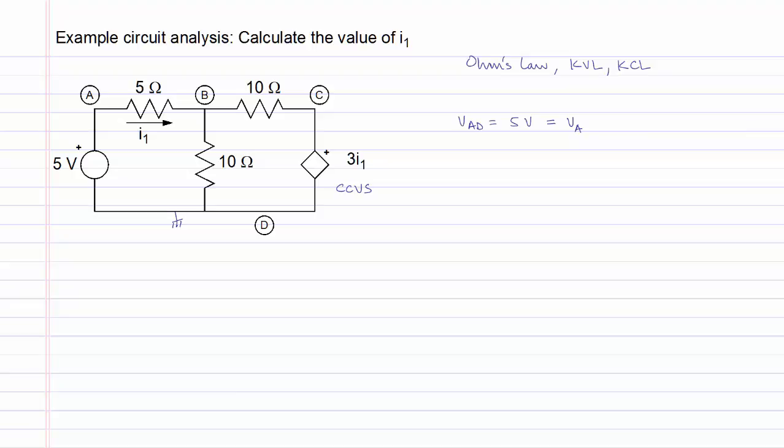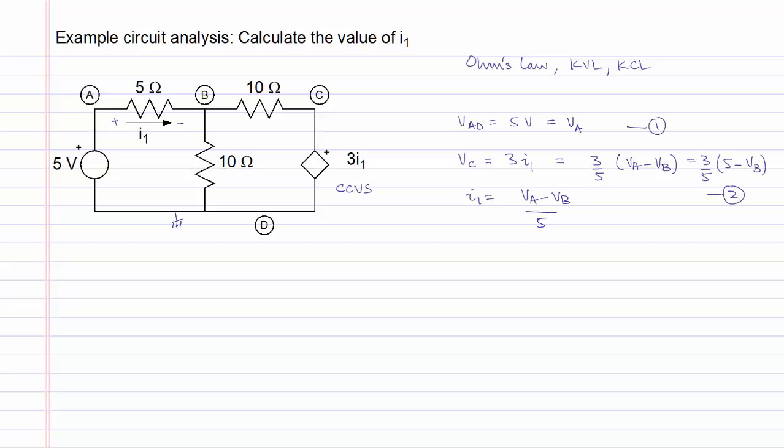The current controlled voltage source is connected between nodes C and D, such that the voltage VC is equal to 3I1. The current I1 is the current flowing through the 5 ohm resistor, and using the passive sign convention and Ohm's law, we will get that I1 is equal to (VA minus VB) over 5 ohms. We can substitute this value in the previous equation so that VC is equal to 3/5 (VA minus VB). We can also substitute for VA in this equation.